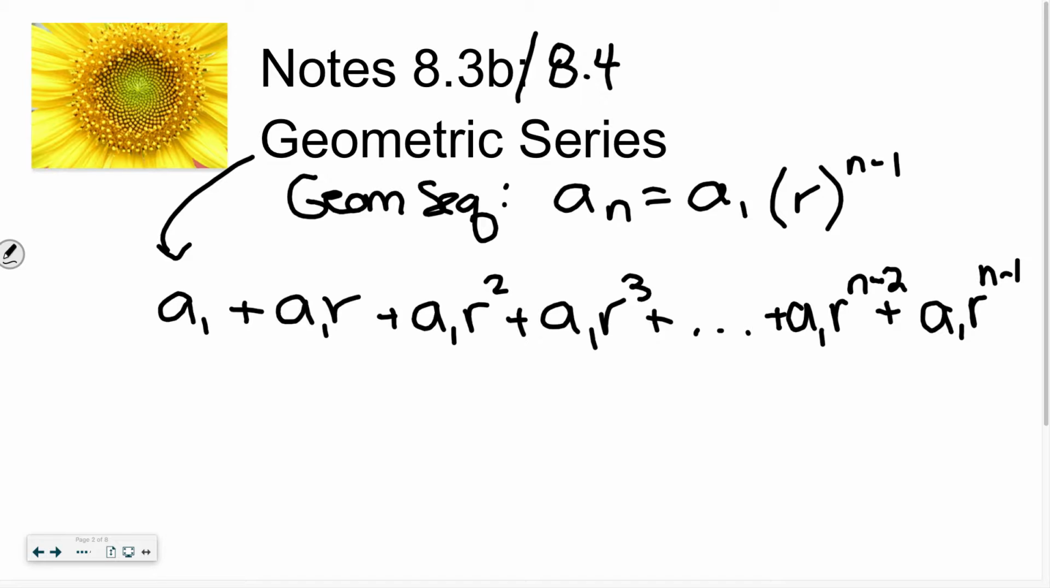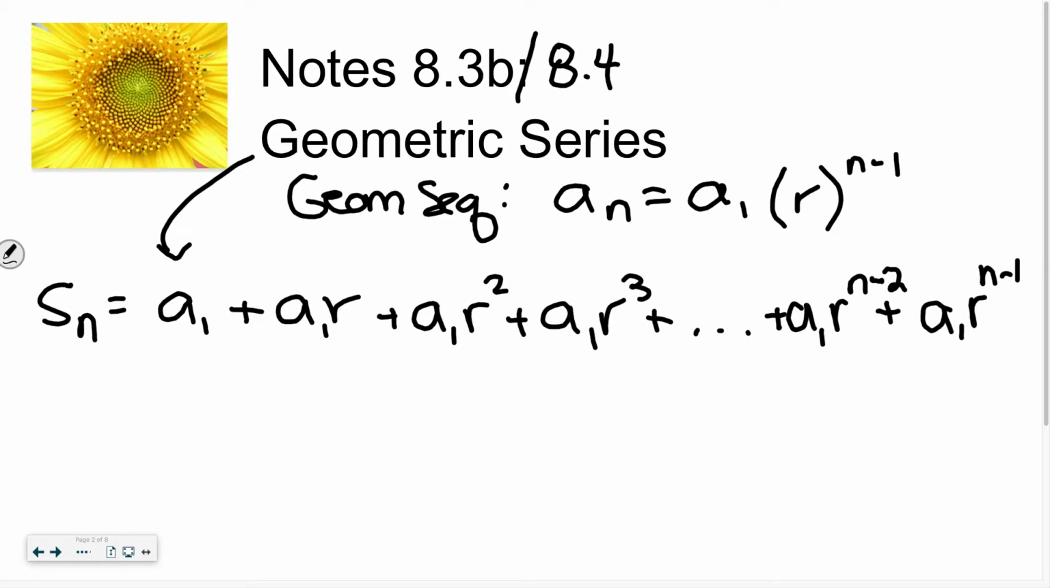Okay, so I'm going to label all those terms added up. This is the sum of n terms. We saw that notation yesterday. When you're adding up the sum of n terms, the last exponent for your ratio is actually 1 less than n, because you started with the first term and you don't multiply by the ratio.